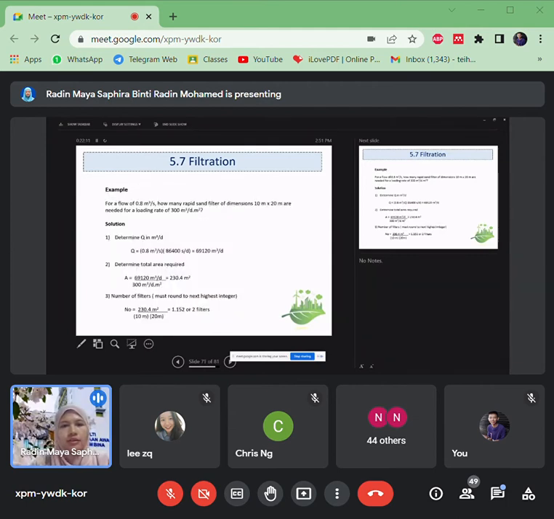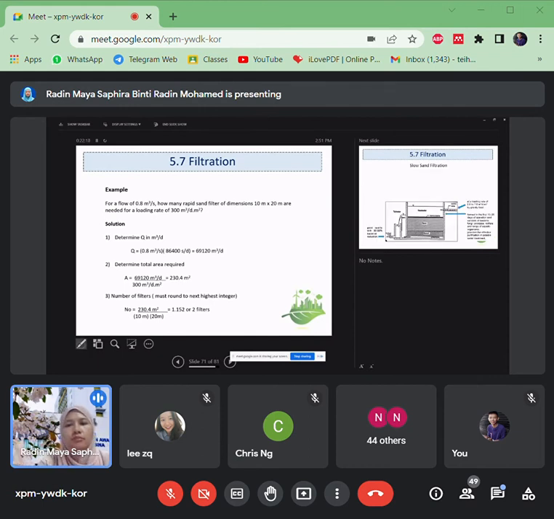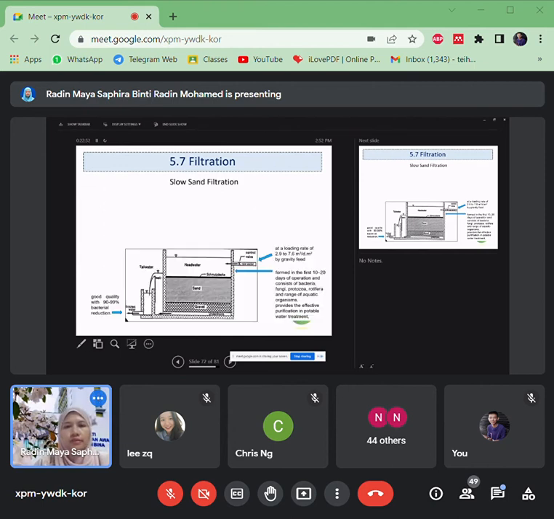Okay. So in this example, for a flow of 0.8 meter cube per second, how many rapid sand filters of dimension 10 meter by 20 meter are needed for the loading rate? First, we can determine the Q in meter cube per day, right? Then determine the total area required. The number of filters depends on the total area required, divided by the 10 meter times 20 meter dimensions of this sand filter. So that means the number of filters must be 2 filters. Okay.